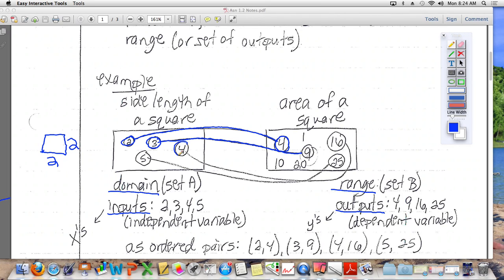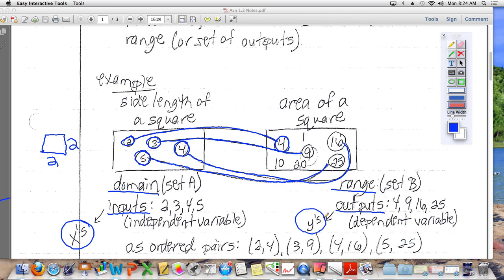If you have a side length of 4, 4 times 4 gets you 16, so the 4 and the 16 would go together. And then you have a side length of 5. 5 times 5 obviously gets you 25. 5 would be your input, 25 would be your output. The inputs are also called your, notice over here it says they're called your x's. Therefore your outputs are your y values.